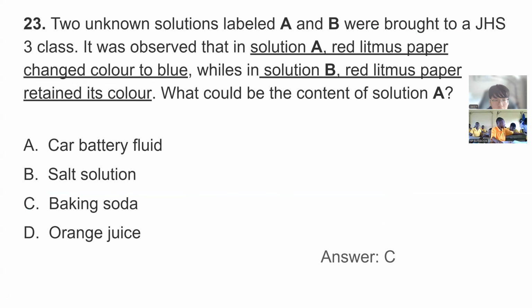We have seen here, we can answer this question now. We have C as baking soda. Remember how this is basic. So, in solution A, red litmus paper changed color to blue. What does that say? That means the solution A is basic. And baking soda is basic. That is why the answer is C.